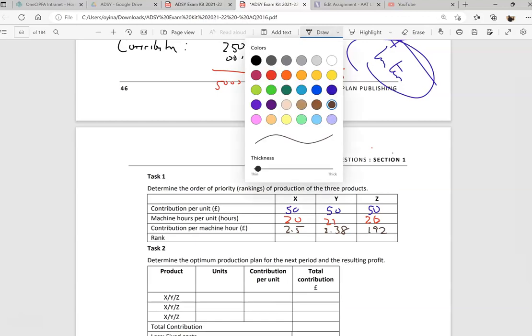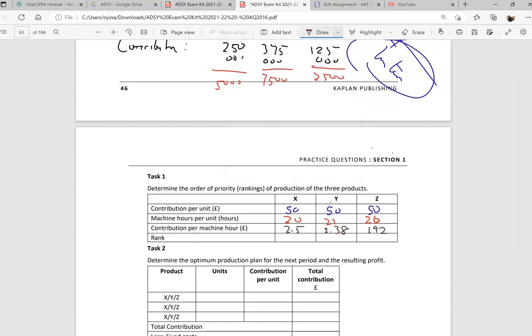So as far as ranking is concerned, I will make X first. Then I will make Y, and then I will make Z, because I get the highest contribution there. So let's look at it.